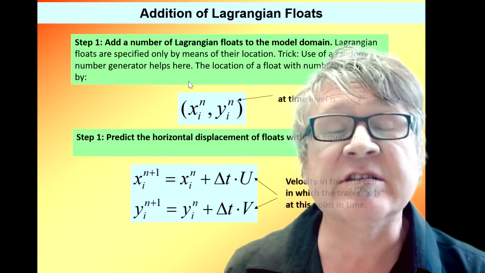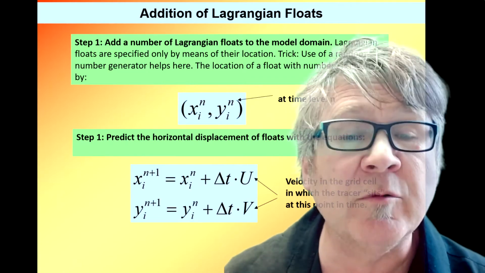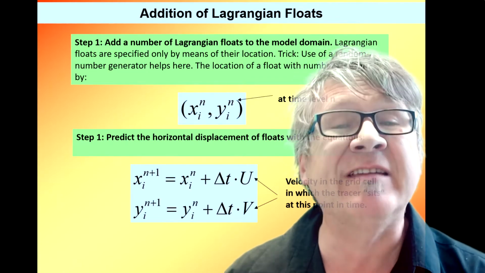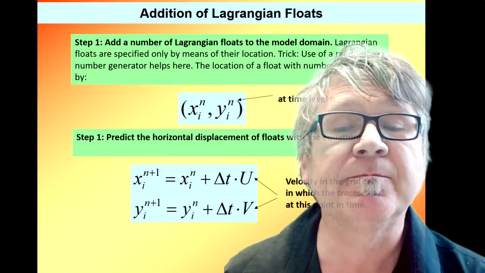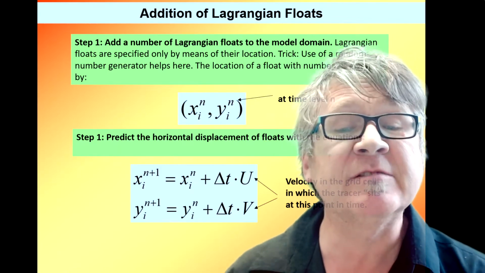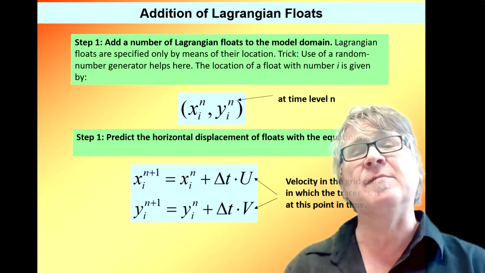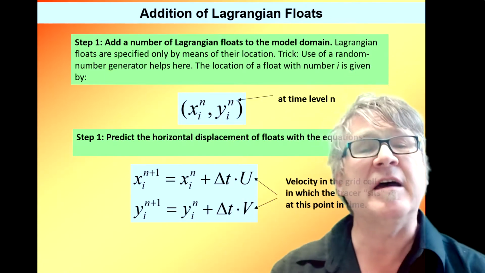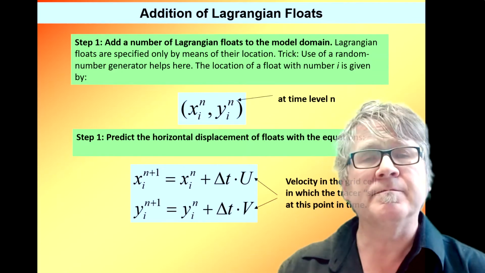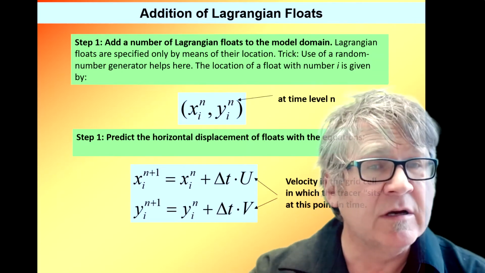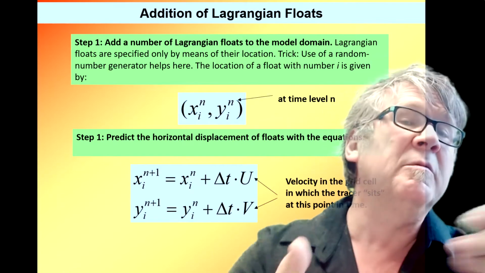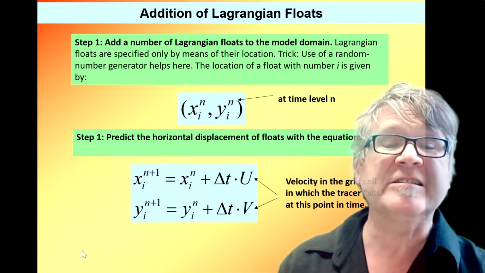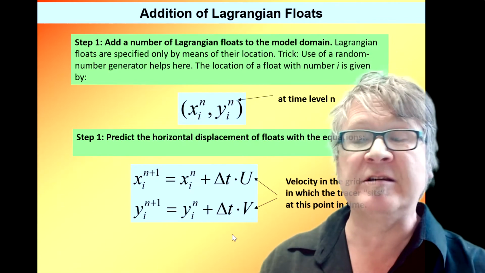If the location doesn't change, your float will not go anywhere. Exposed to a current field, you can predict the horizontal displacements. And displacement is a simple thing: time step times velocity tells you what distance you will be moved. This is how the displacement equations look.